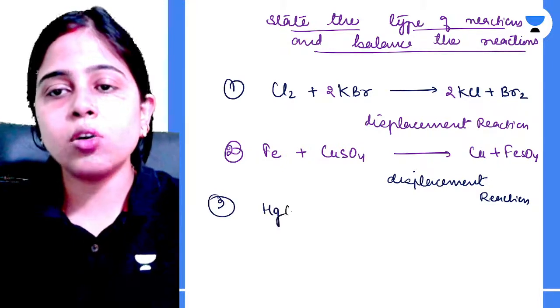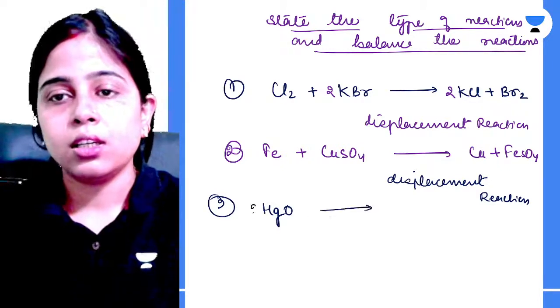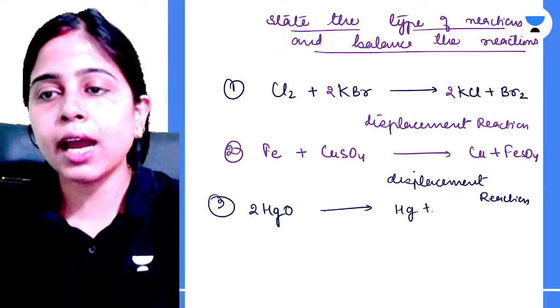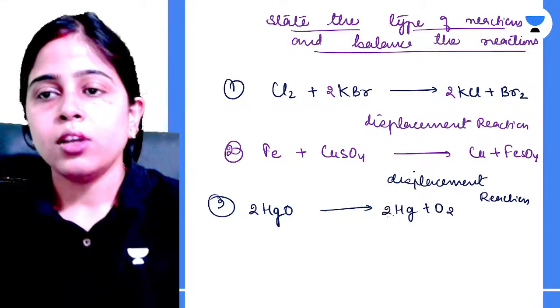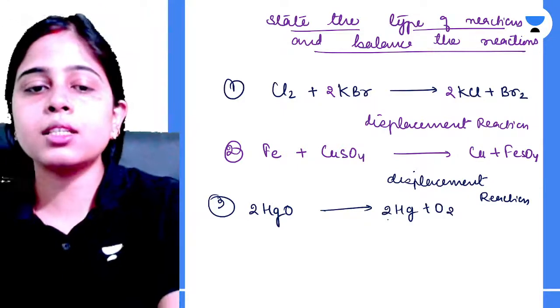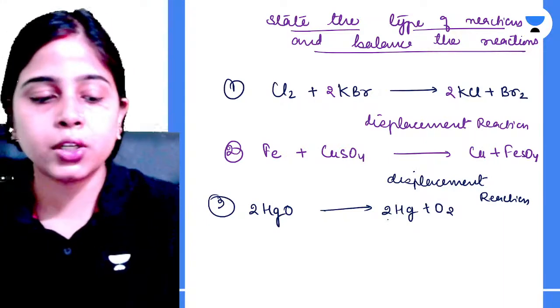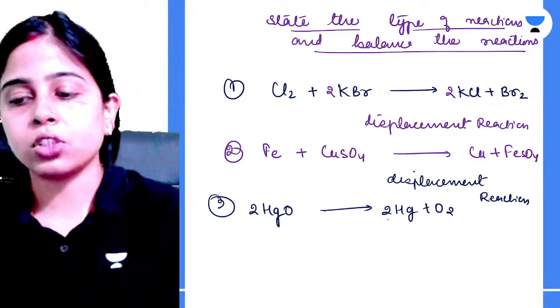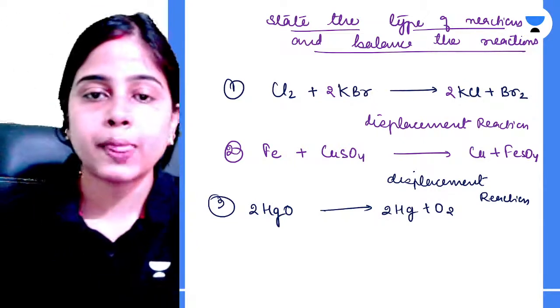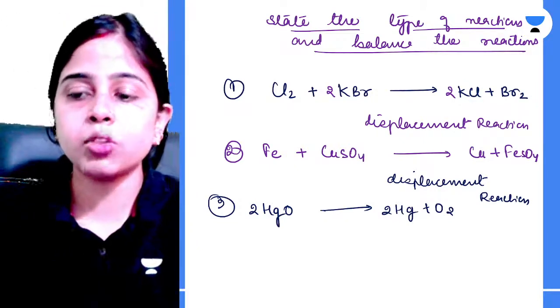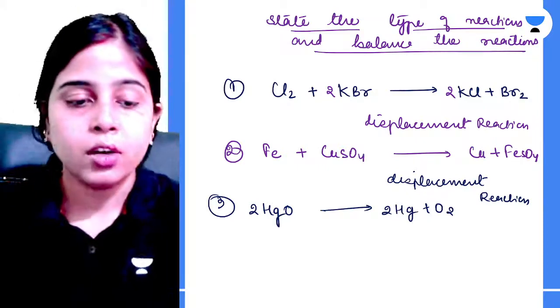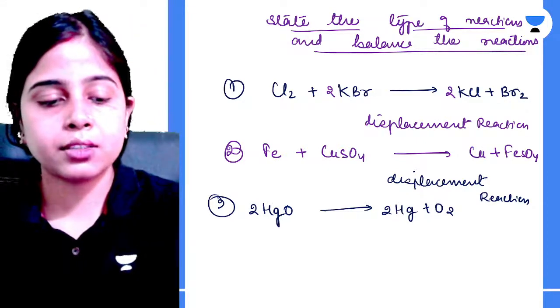Then HgO producing your mercury and oxygen. So tell me fast, what is this reaction? HgO breaking down to produce your mercury and oxygen. Mercuric oxide breaking down to produce your mercury and oxygen. What is this reaction? All of you tell me fast.